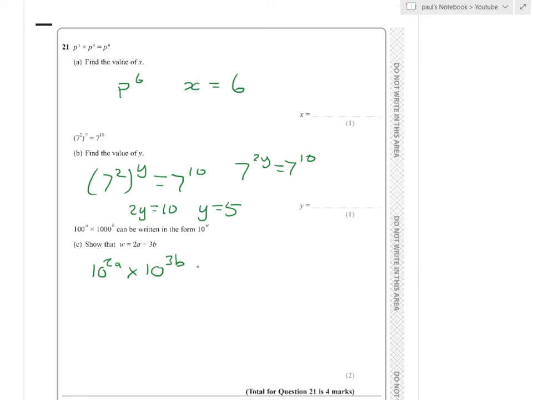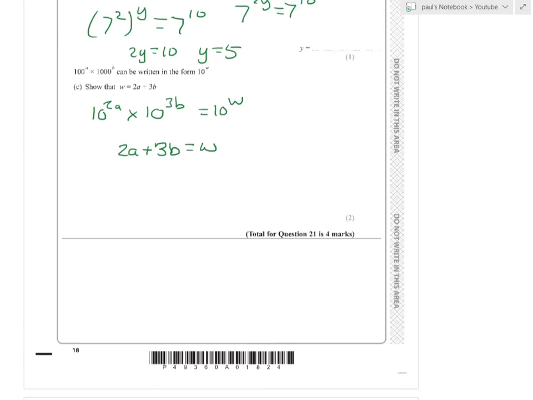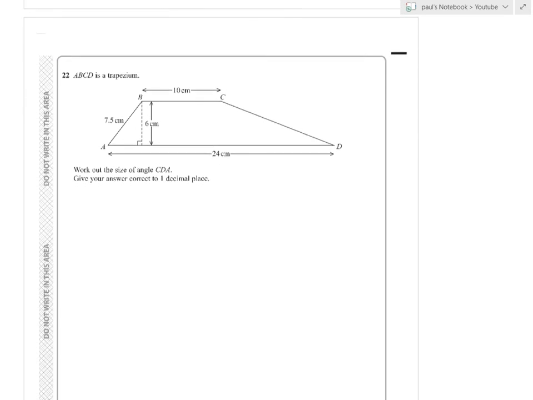So this equals 10 to the w. Yeah, so these add to make that. So 2a plus 3b equals w. Yeah, add the indices. 2a plus 3b. Make you think, some of these.